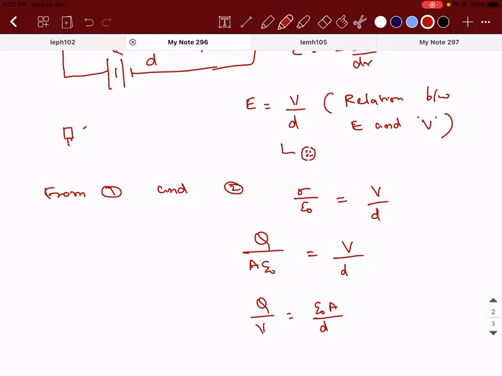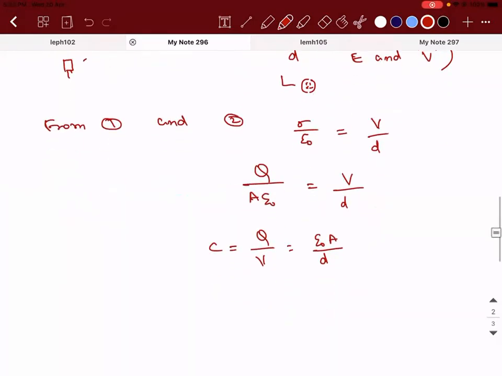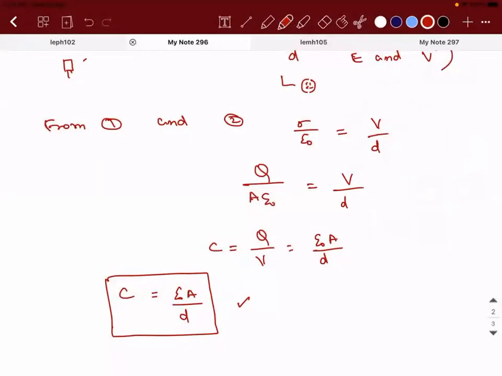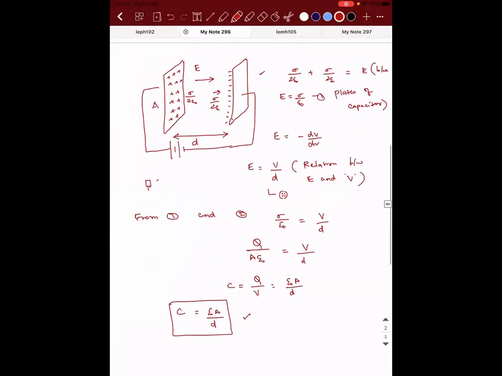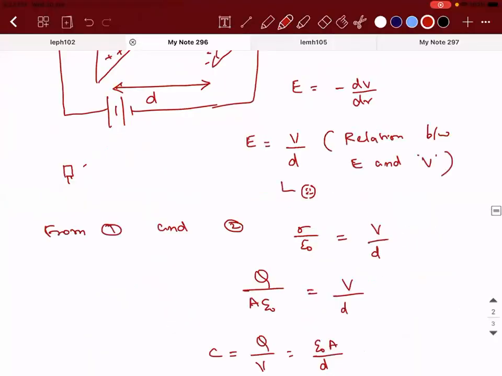Correct? But what is this Q by V? This is the capacitance. So the capacitance of a parallel plate capacitor is going to be equal to epsilon naught A divided by D. Am I clear, guys? So this is the whole derivation. Please make a note of it. Those who couldn't write it, please look at your phones and then write. Is this clear or is this one better? This is better, huh? Okay.